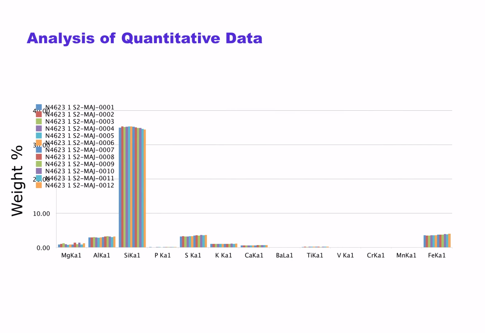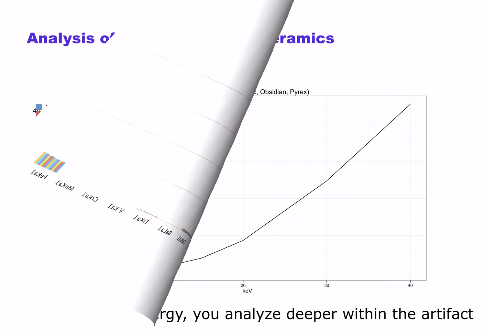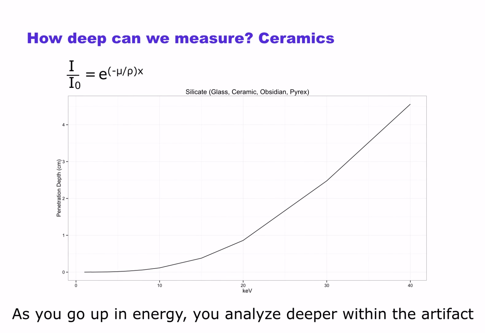We can use this, of course, quantitatively to get a sense of relative weight percents for each of these elements. But the next thing to think about is that if we're measuring at different energies, we're also measuring at different depths. So, for example, here is a mass attenuation curve for a typical silicate. This is glass, ceramic, obsidian, or Pyrex. I actually calculated this using only Pyrex, so this is a particularly optimistic view. Pyrex is silicon, but boron is also used. Boron, being a very light element, is going to result in a less dense ceramic. So all the depths here are the most optimistic outcome.